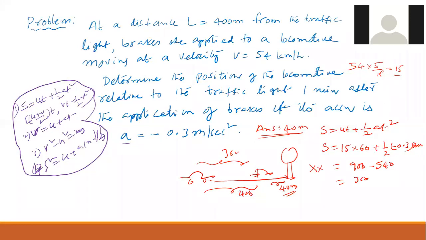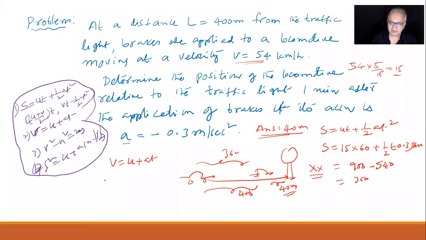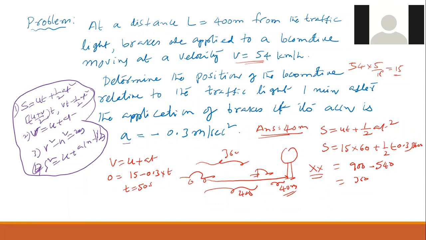No. We got it as 25 meters from this traffic signal. Let us check it. Initial velocity is 54 kilometers per hour, children. I would like to know in how much time it actually stops, so I'll use v equals u plus at, when it stops. 50 seconds, sir. So 0 equals 15 minus 0.3 into t, so t is 50 seconds. So in 50 seconds only it is stopping.